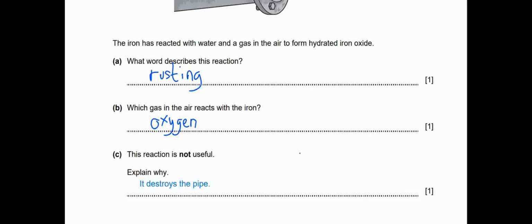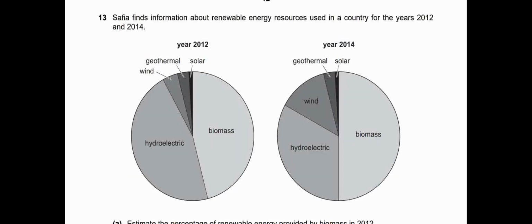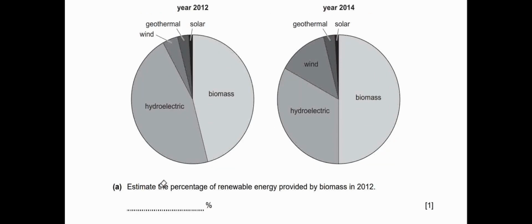Next. Question 13. Sophia finds information about renewable energy resources used in a country for the years 2012 and 2014. This is the graph in pie chart, year 2012 and year 2014. Question A. Estimate the percentage of renewable energy provided by biomass in 2012. How many percent?